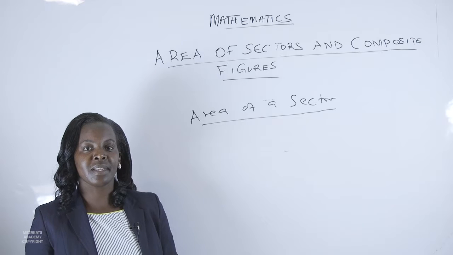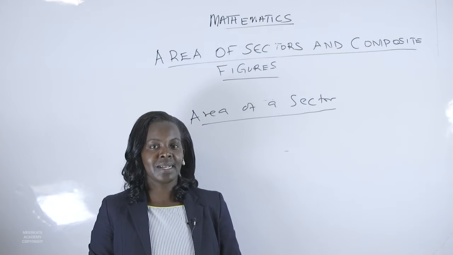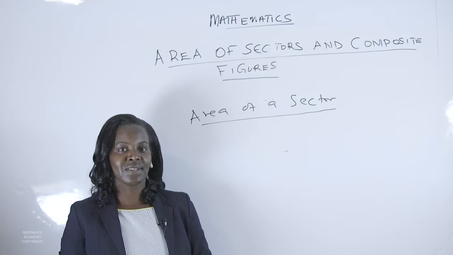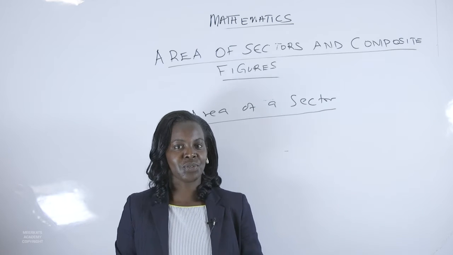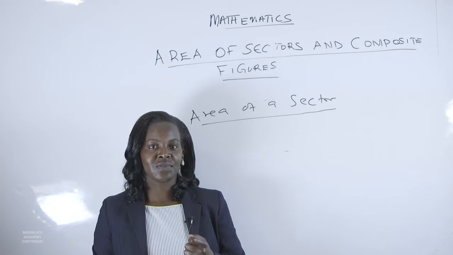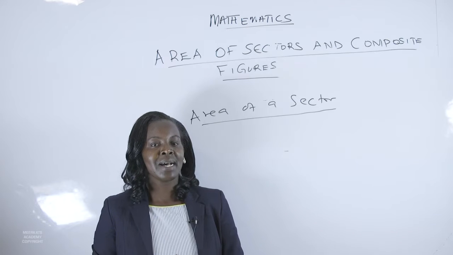How do we determine the area of a sector? Let's try to understand how to calculate the area of a sector. The area of a sector is determined by calculating a fraction of the area of a circle with the same radius.